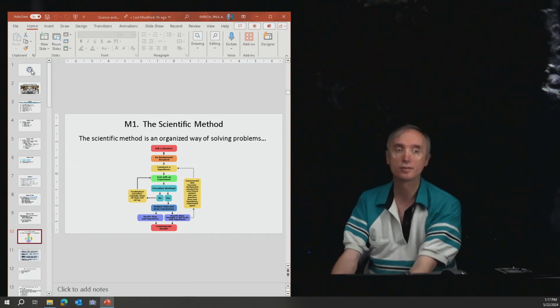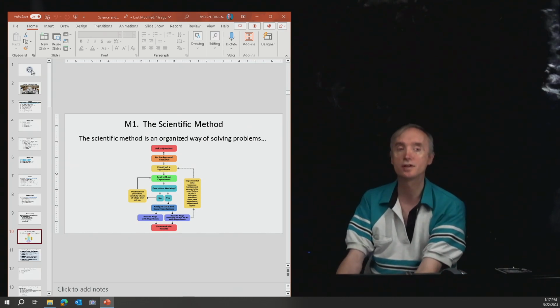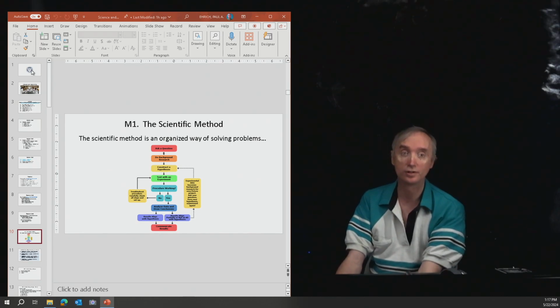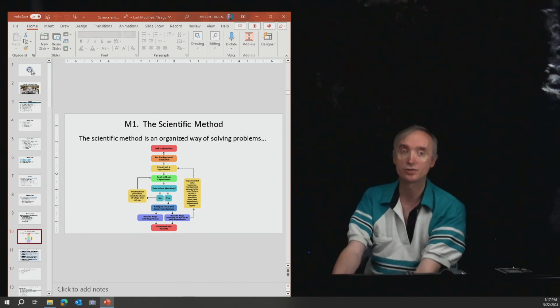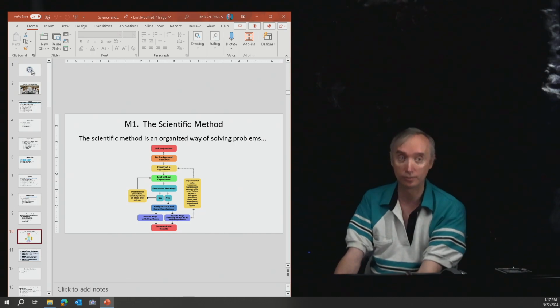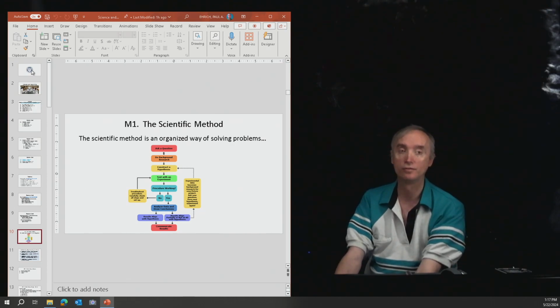Okay, now we want to talk about the scientific method. This is going to be a systematic way of conducting an experiment to learn about stuff. Depending on which website you go to, you're going to get different definitions of the scientific method. But the one that I chose is: the scientific method is an organized way of solving problems. And here's a little flow chart that shows you how the scientific method works.